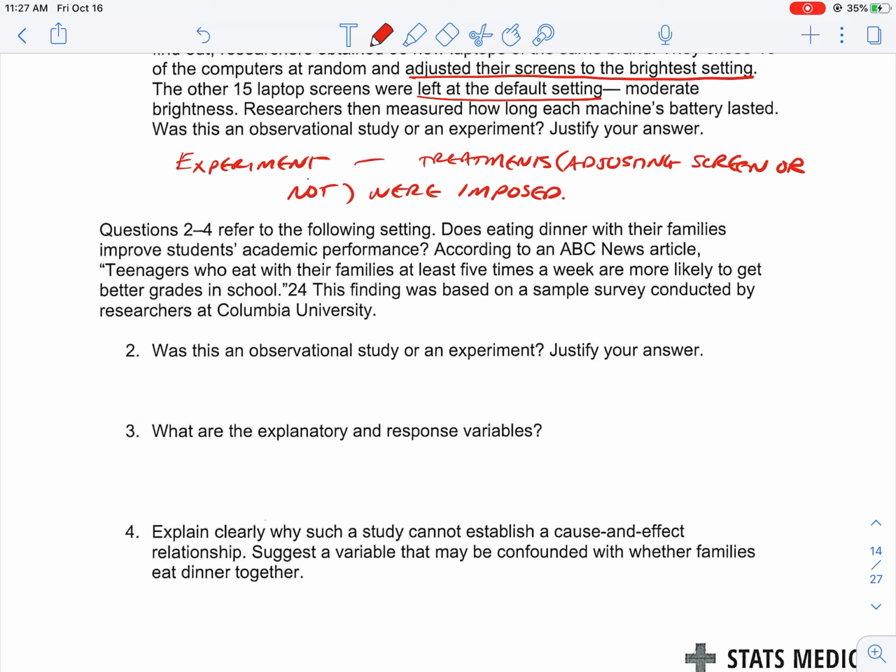So was this an observational study or an experiment? So what did they do? It was a sample survey conducted by researchers at Columbia University. So the question is, did they do something to these families? Did they have them eat dinner in a certain way? Did they have them meet together a certain number of times? The answer is no. And because this is a sample survey, this would be called an observational study.